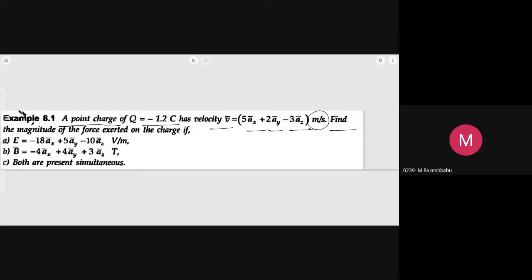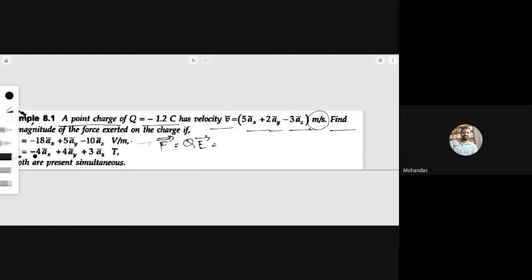Yes, sir. Solve it. How to solve the first one? It is present in which field? First one, what is the first problem? It is present in which field, electric field or magnetic field? Electric field. Then what is the formula for this F? F equal to Q into E. Very good. That is the formula for force in the electric field.